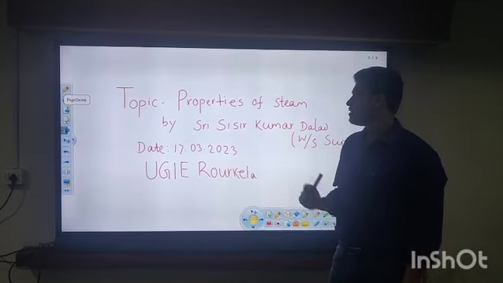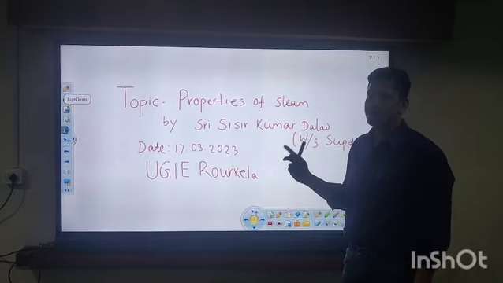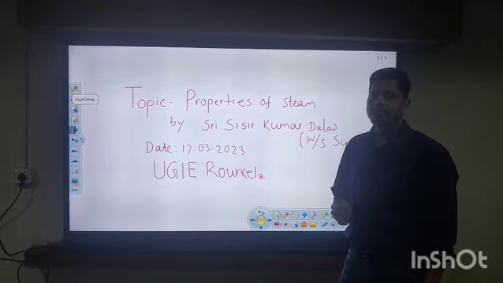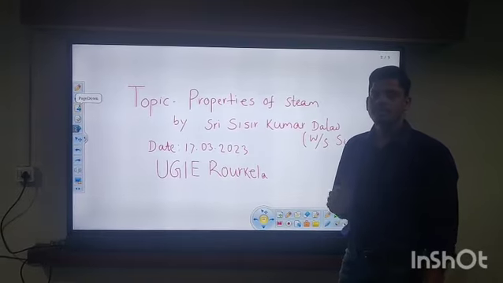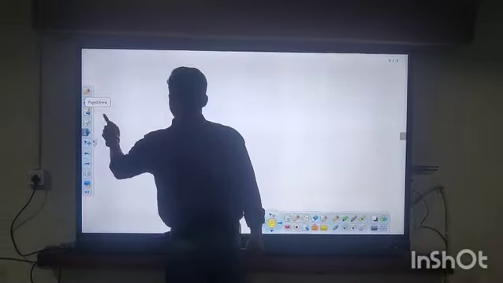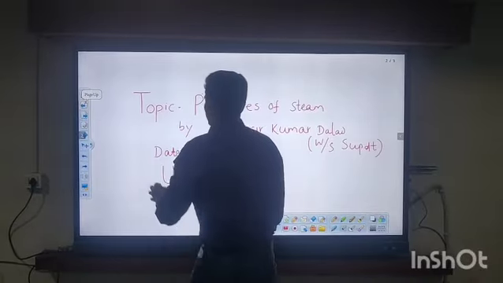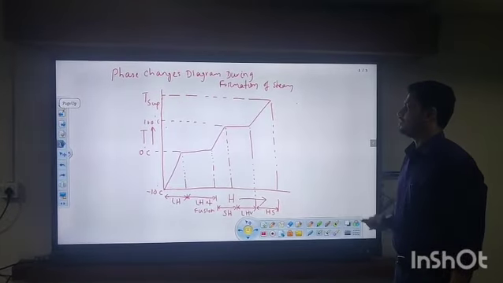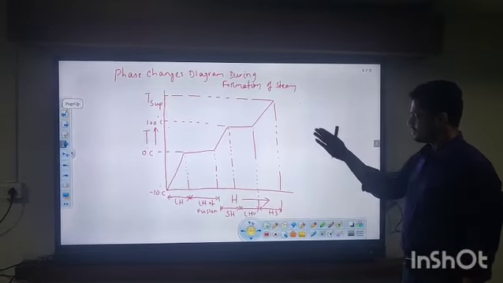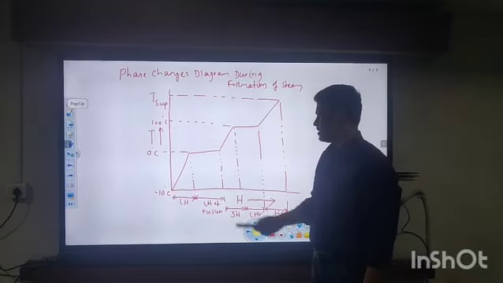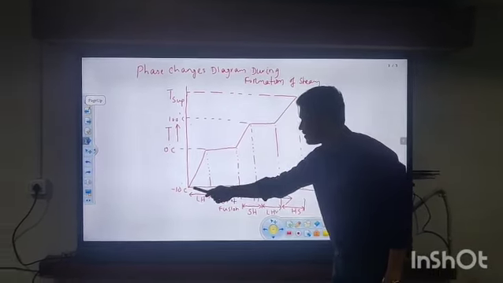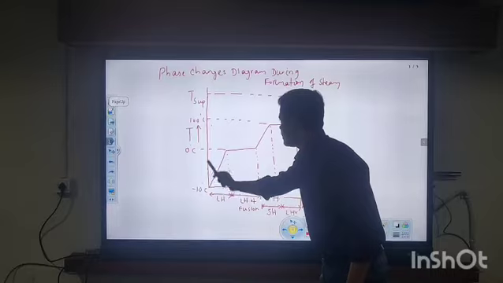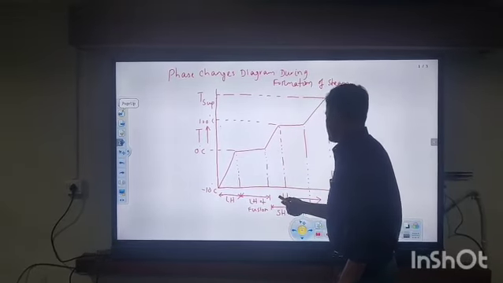So we'll discuss the properties of steam, and under this property of steam, we'll see how the steam is formed from minus 10 degree ice to the superheated steam. So this is the phase change diagram. Already I have drawn it. I will elaborate all these points, how the steam is formed from minus 10 degree centigrade. And here you can see this is the phase diagram, temperature versus heat diagram.